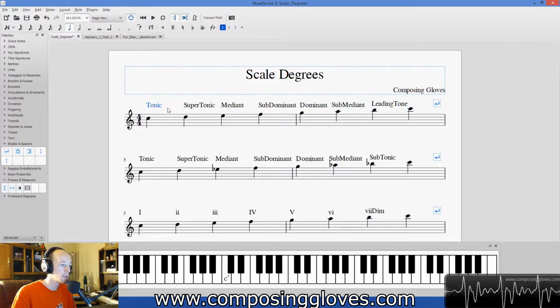So the tonic is like the most important note. The second most important note is ironically not the supertonic. It's a little weird that way. It's actually the dominant. It's the fifth. And you can think of it like it dominates the key.